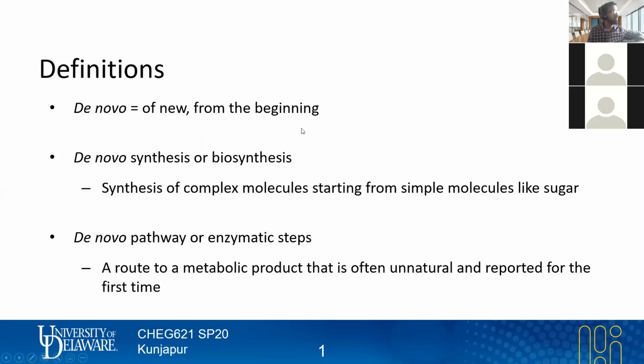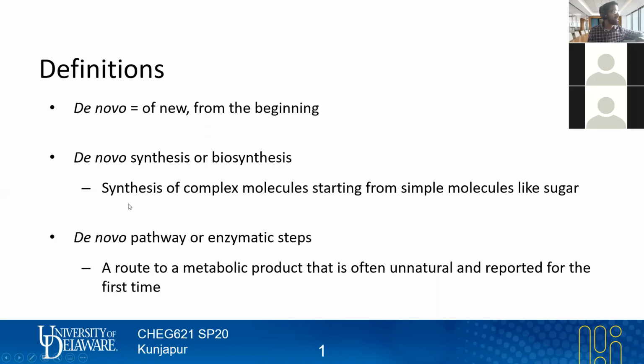And what you can see is that there's this idea of de novo synthesis or biosynthesis. And so de novo synthesis is actually also a term that's used in chemistry. And both of these mean that you're making a complex molecule starting from a simple molecule like sugar or some other input. This is like the idea of total synthesis in chemistry.